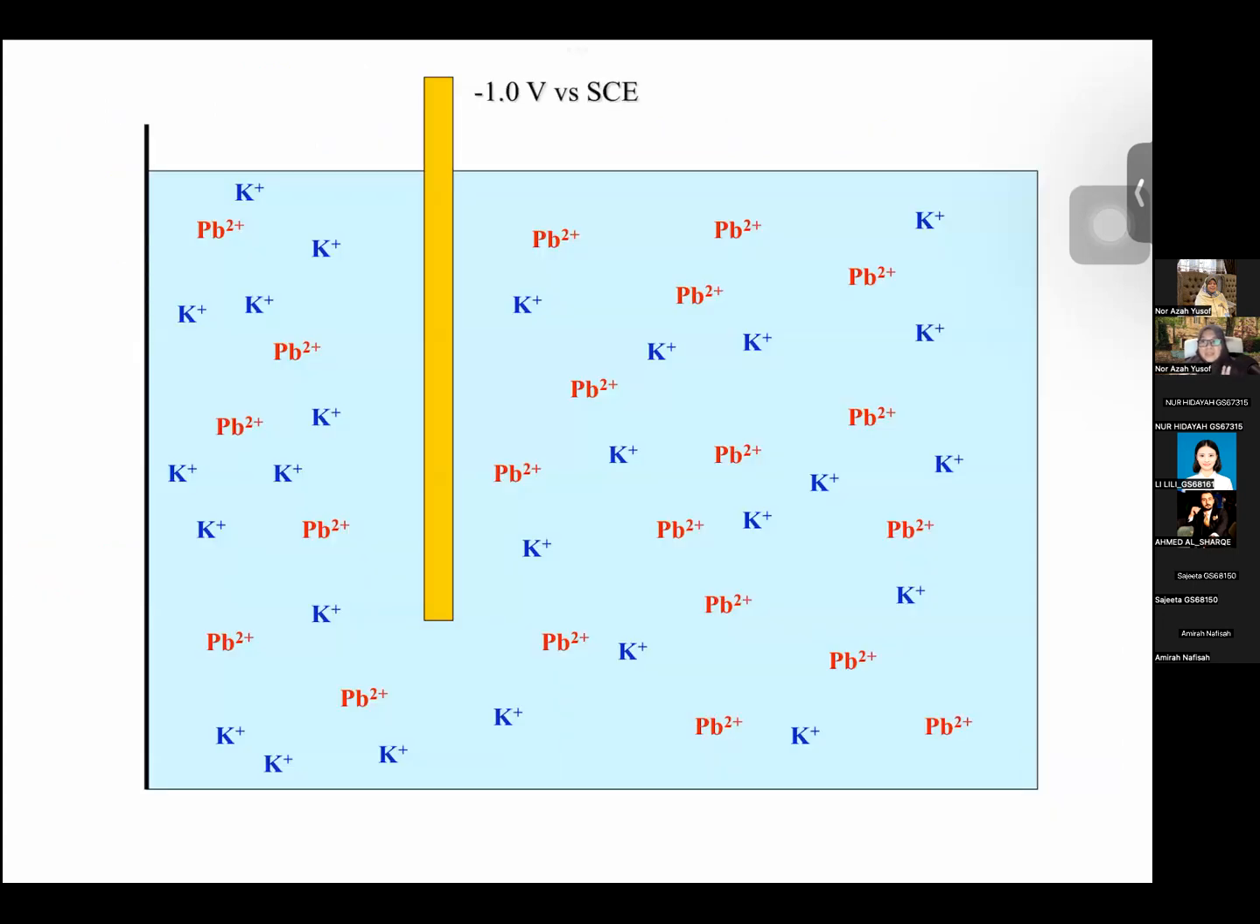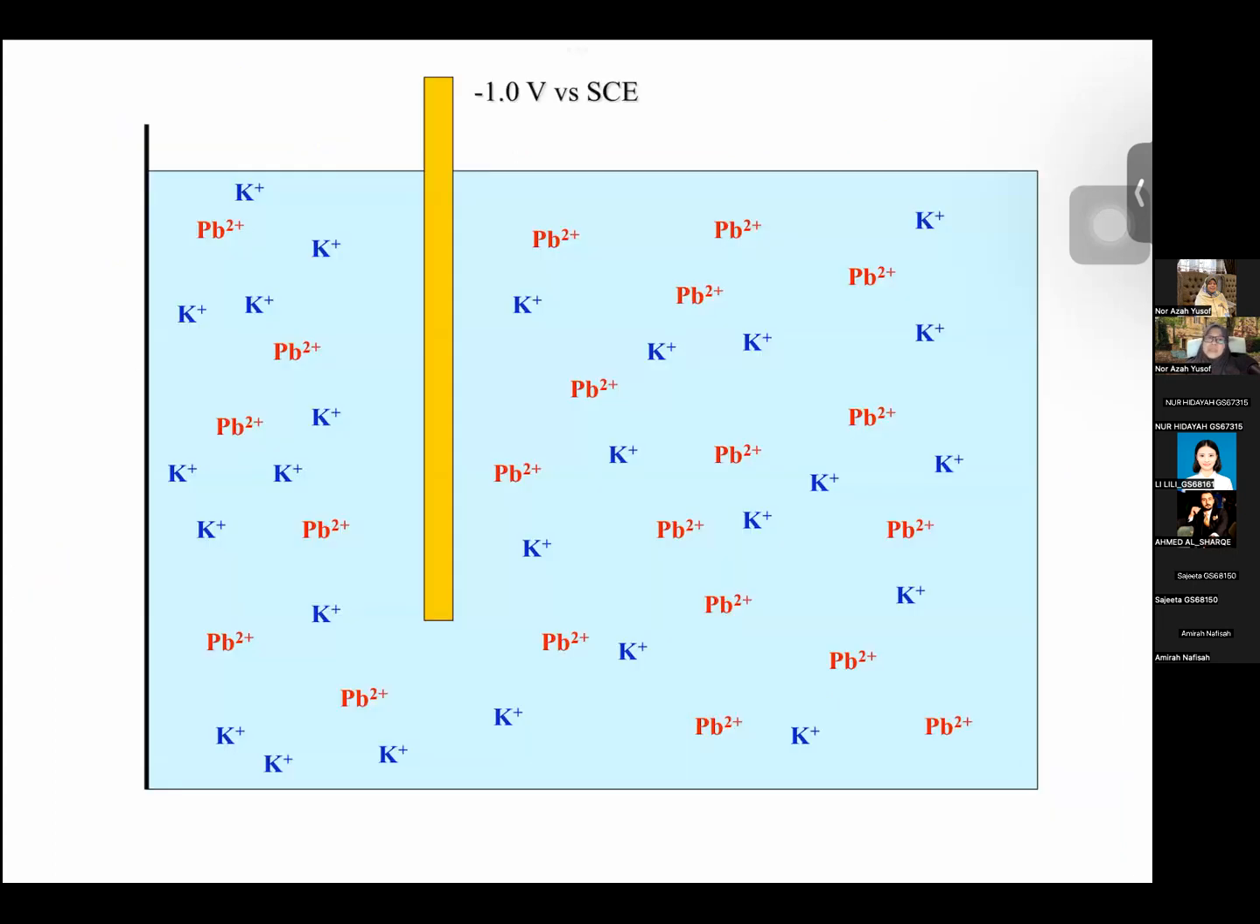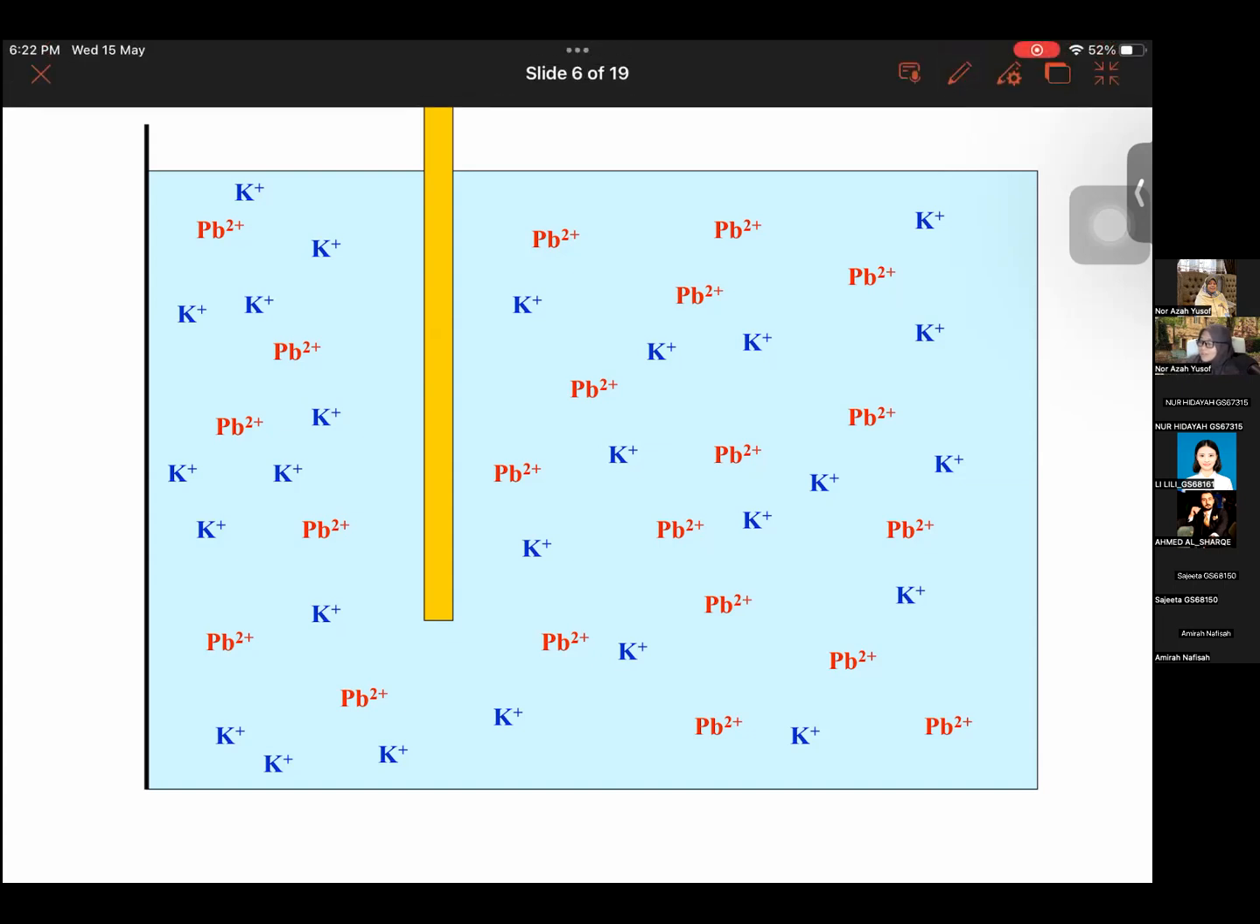Okay, so this is in the beaker. In the beaker, you have plumbum 2 plus, and you also have K plus that comes from the supporting electrolyte. The KCl is the supporting electrolyte. And this is the potential. I finished up the battery, so I have to use my hand.